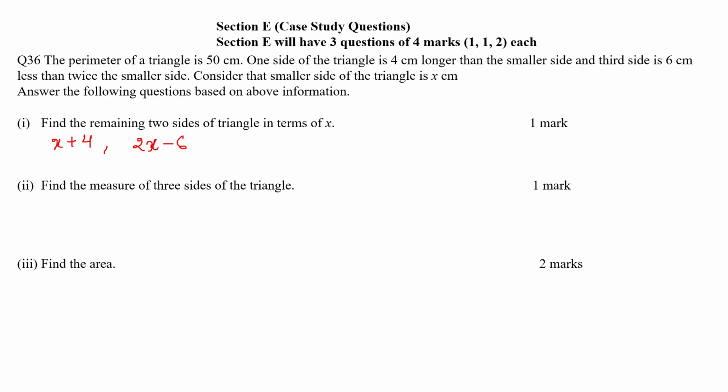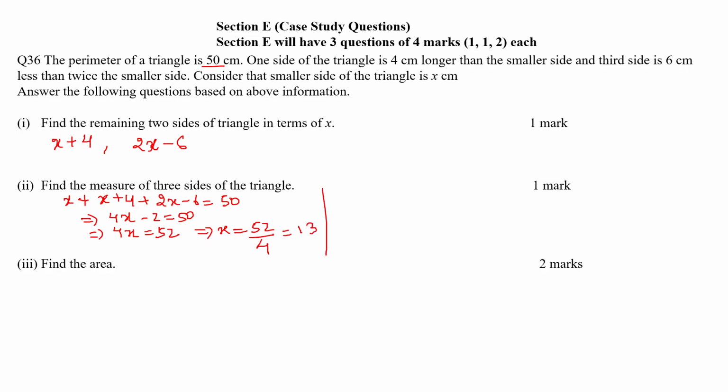Now you have to find the measure of the three sides of the triangle. You already know all three sides in terms of x and the perimeter is also given. We know that the perimeter of the triangle is the sum of the three sides. So we will write x plus x plus 4 plus 2x minus 6 equal to 50. So 4x minus 2 equal to 50. So 4x equal to 52. So from here I will get the value of x as 52 by 4, which will give me 13.